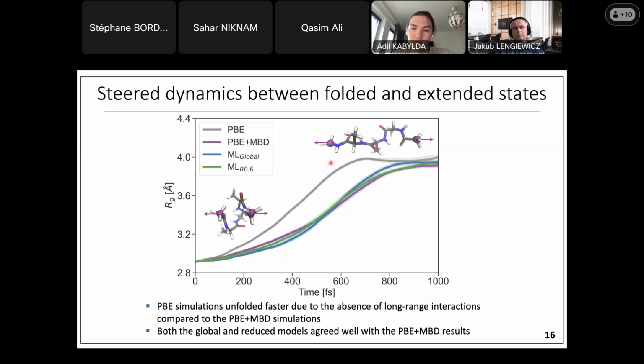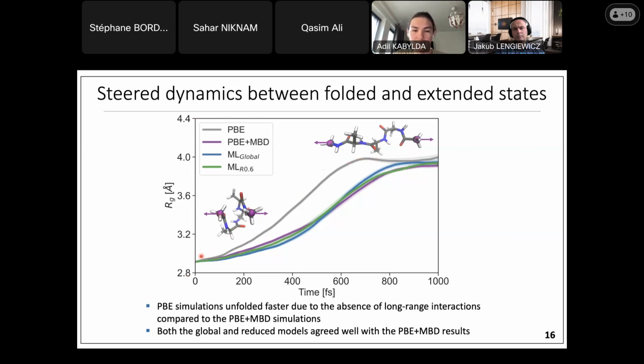So this is just 2 reference levels, but one with additional inclusion of long-range interactions. And we can see that, here on the x-axis, we have the time of the simulation, and on the y-axis, we have the gyration radius of the molecule. Basically, this measures the compactness of the molecule. So we start with a compact structure, then we unfold it to higher gyration radius.